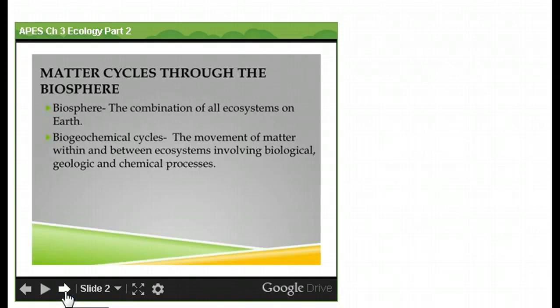So matter cycles through the biosphere. Remember, the biosphere is all of the ecosystems, everything that's living. The biosphere goes from the top of Mount Everest down to the bottom of the deepest ocean, so that's about 12 miles thick on the Earth. All these cycles we're going to talk about are called biogeochemical cycles because they cycle between living and non-living places on the Earth, and it has to do with biology, geology, and chemistry. You know chemistry. I love chemistry. That's my favorite part. So let's move on.